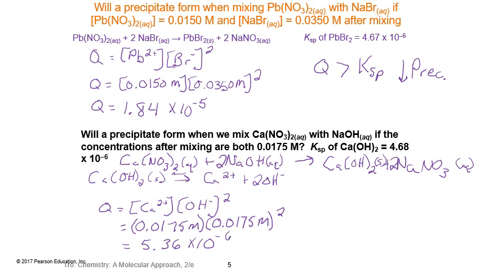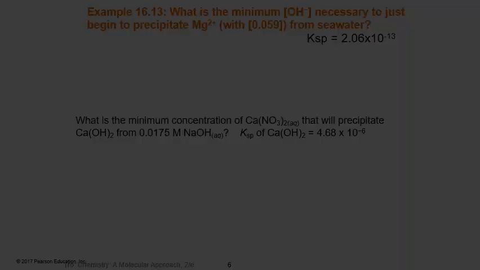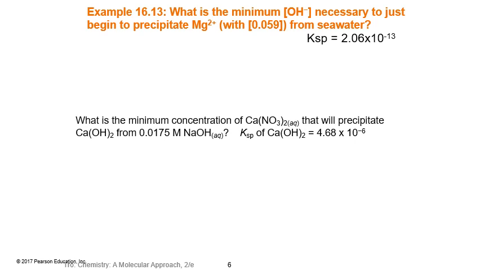We want to compare that to our KSP. And so our Q is larger than our KSP, just a little bit, and we do get a precipitate of calcium hydroxide that forms. What if we want to figure out when a precipitate is going to form? So say we have magnesium in seawater and we want to figure out how much hydroxide we need to use.